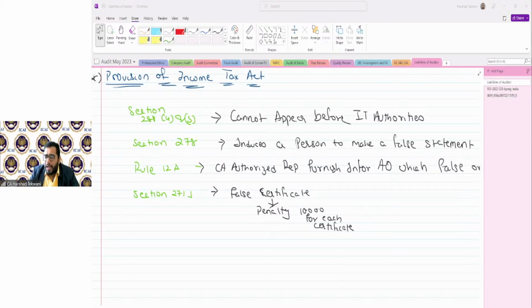Okay. So if I make that person issue or deliver a statement or declaration relating to income which is false, then in that case I will be held guilty, and I will have committed an offense under section 278. For that, I will be fined as per 267 of the Income Tax Act.